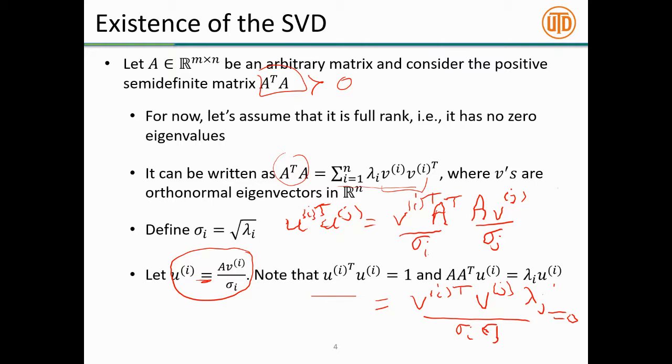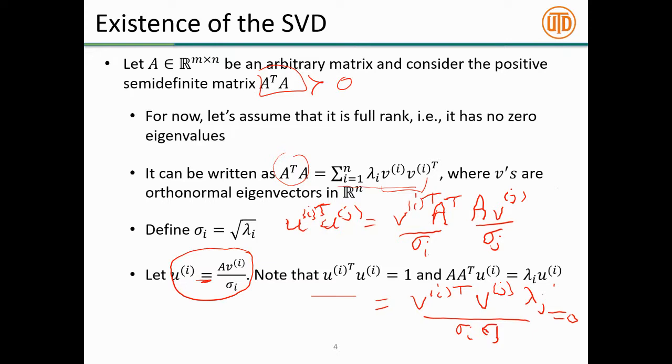Okay, now it's worth noting here, again, we're looking at m by n matrices. So the v's are in an n-dimensional space, and the u's are in an m-dimensional space. So the vectors are of different dimensions if the matrix A is not square. They lie in different vector spaces.